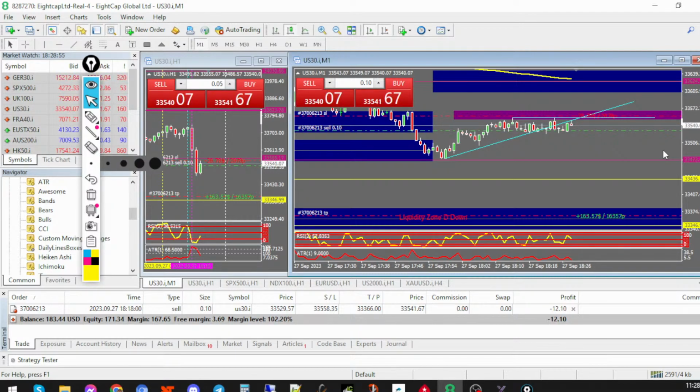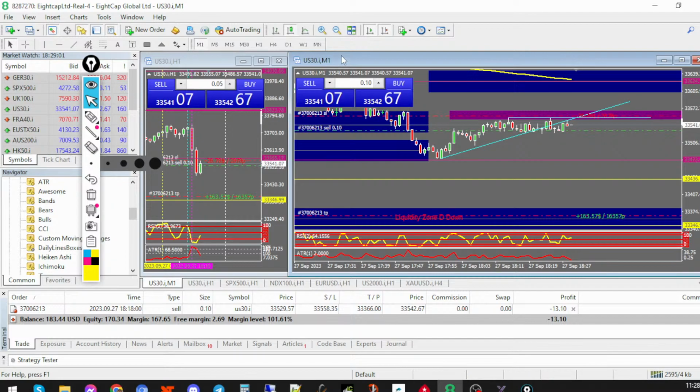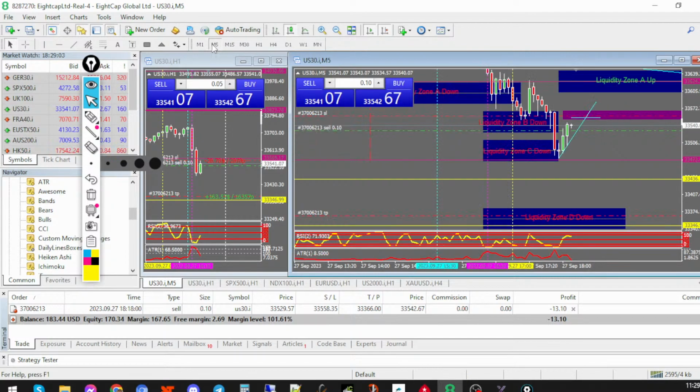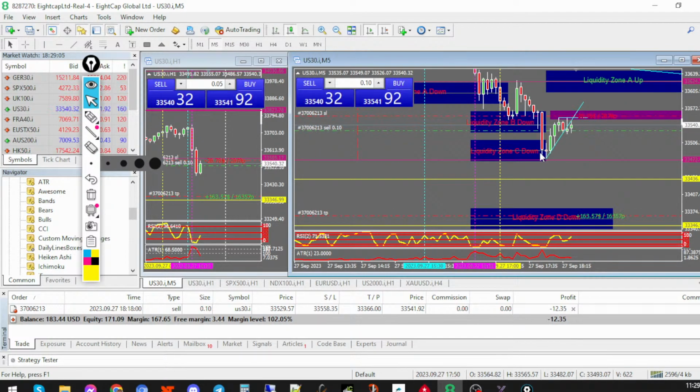We did create a correction. It was a bit on the aggressive side. If you look at it from a higher time frame perspective, this is a bit of an aggressive move to the upside, right? So the possibility of sideways and then continuing up is high.